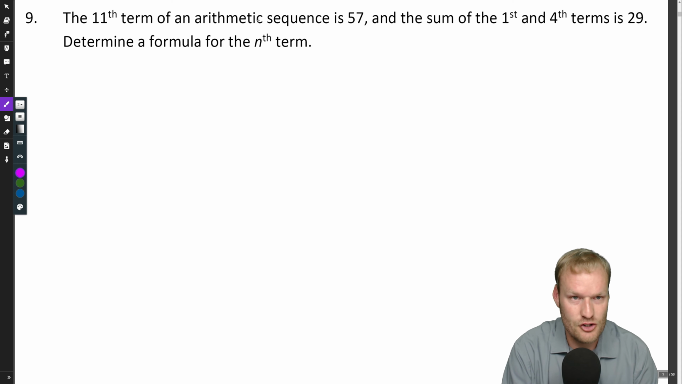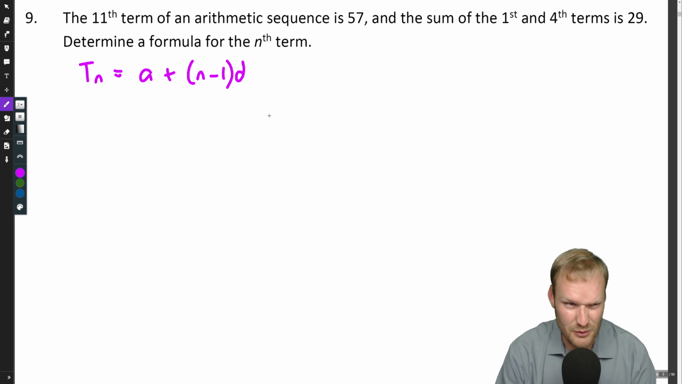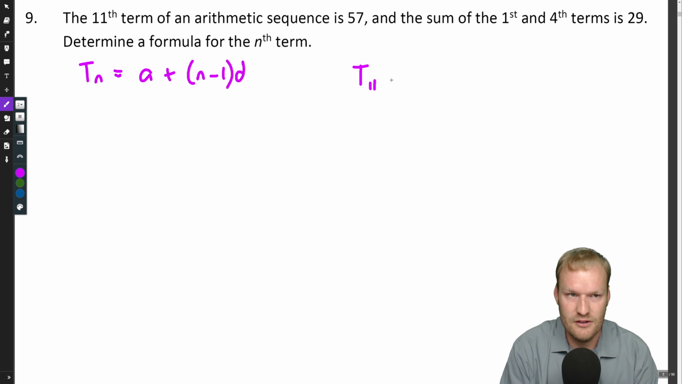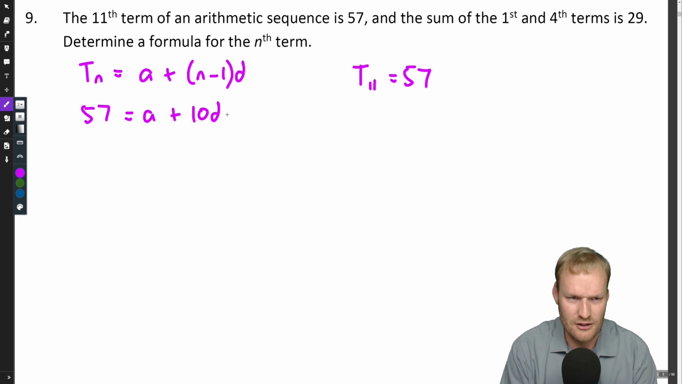Okay, so for an arithmetic sequence, we know that we're dealing with Tn equals a plus (n minus 1)d. Constant difference is key, that formula is key. The 11th term is 57, so we know that T11 is 57. Using our formula, 57 is a plus (n minus 1)d, and because n was 11, we can just put 10 there. So one equation, two variables, so maybe that's a hint of where it's going.